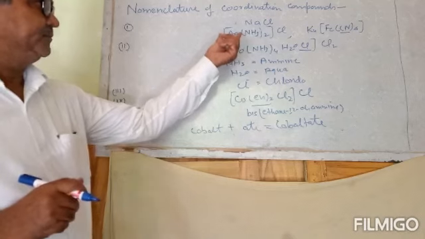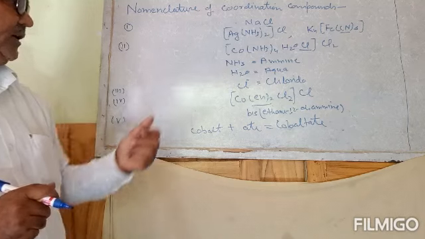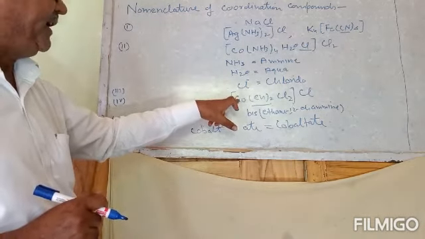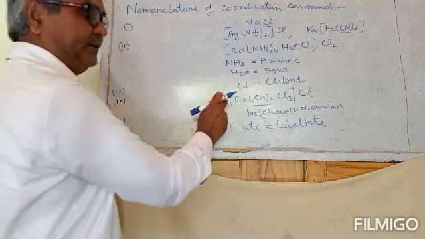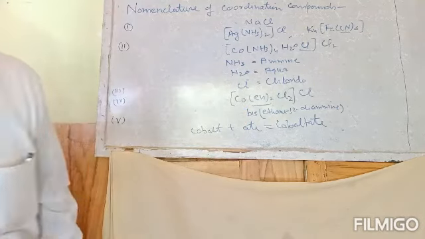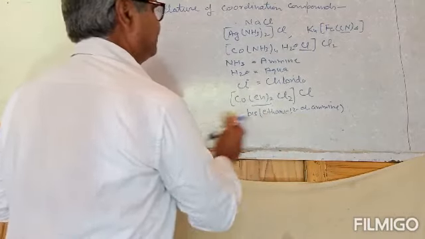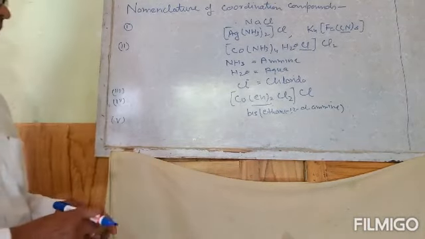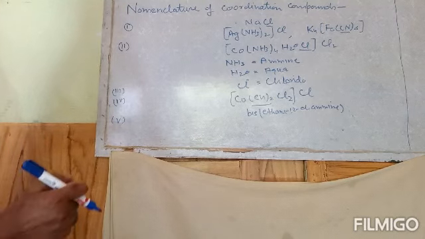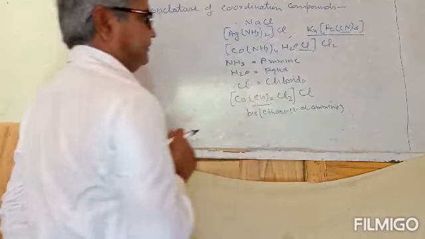Silver. Here it is the cationic part. It is the anionic part. So here it will be written as cobalt, simply cobalt, not cobaltate. I'm sorry. Simply cobalt. In the anionic part, the name will have -ate. This is the right example.